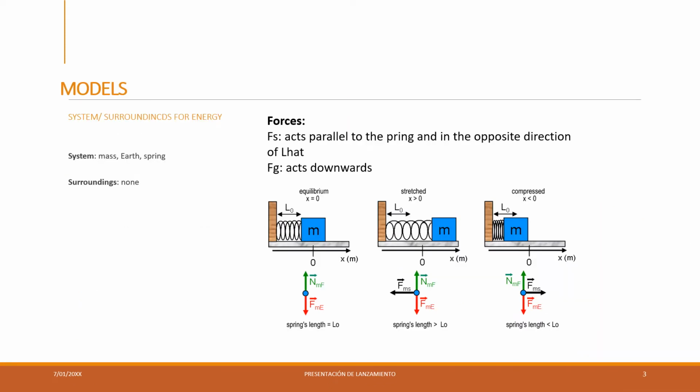For the purpose of this lab, we will consider our system to be the mass, Earth, and the spring, and nothing as our surroundings. Just a reminder on how the forces that we will be working with work. The force of the spring acts parallel to the spring and in the opposite direction of the L hat, and the force of gravity acts downward. As you can see in the images, when L is greater than 0, the spring is stretched, and when it is less than 0, it is compressed.